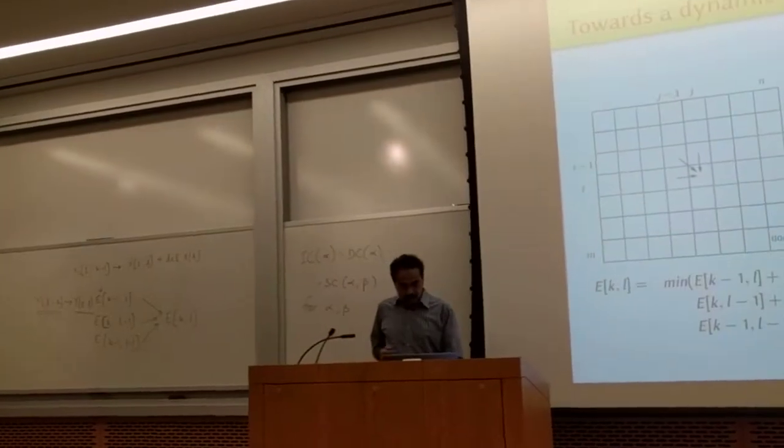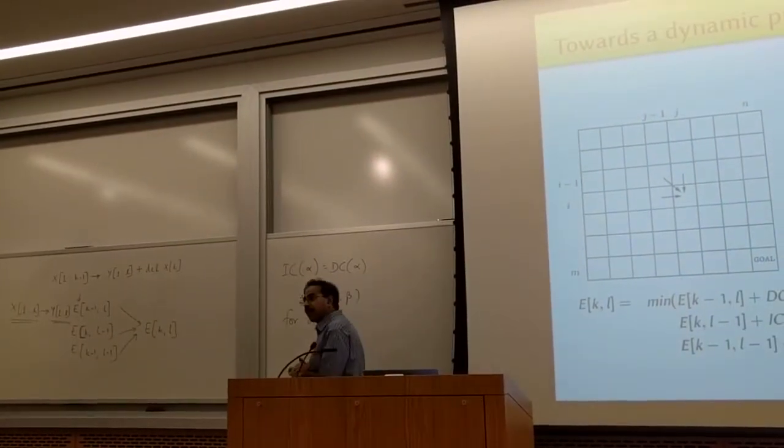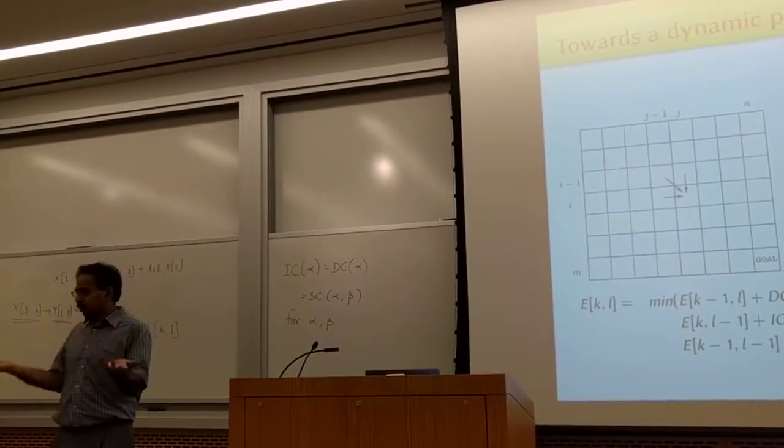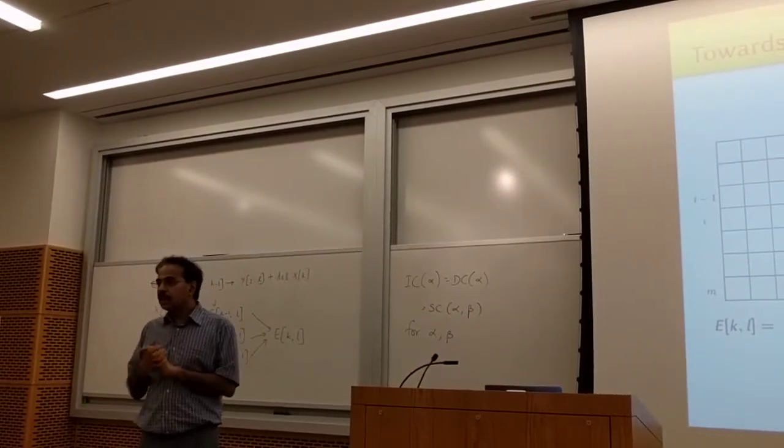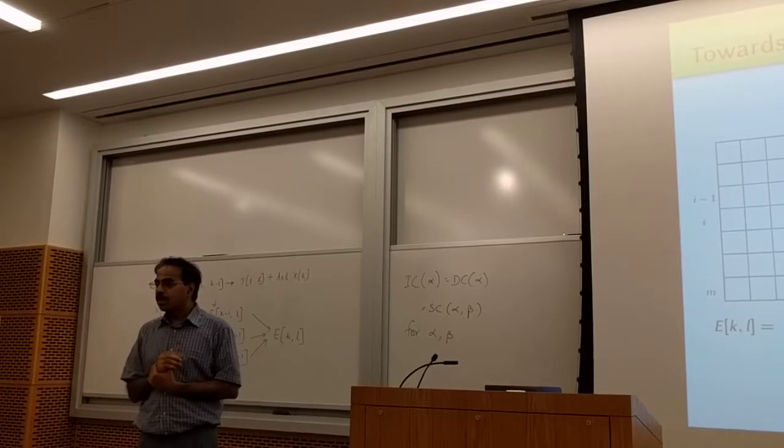So in this formulation, you have order of mn subproblems, and you have to compute the solutions to all of these subproblems before you know the final solution. Yeah. So what if the number of operations increases? What do you mean increases?